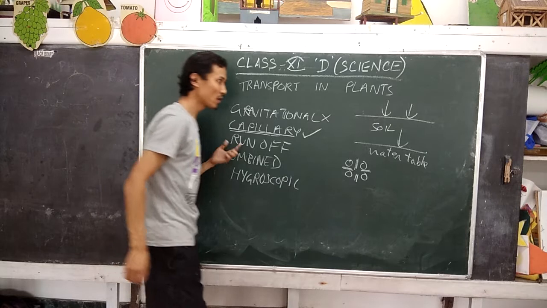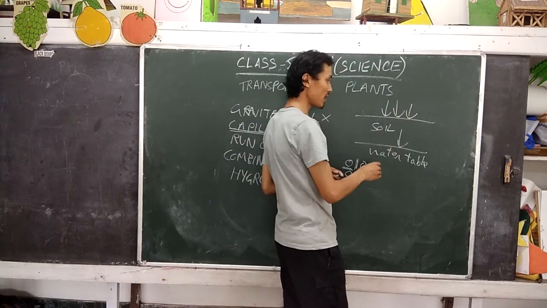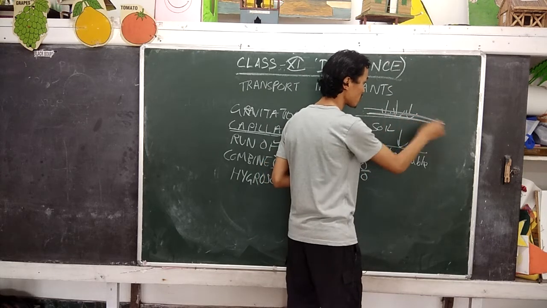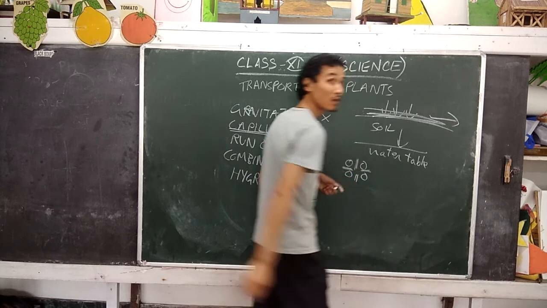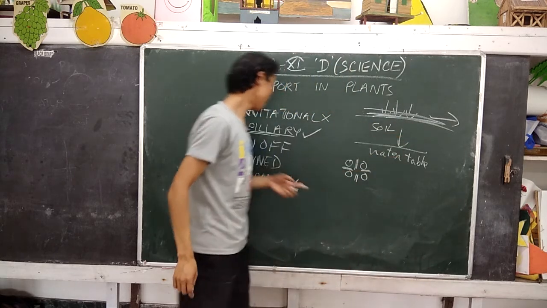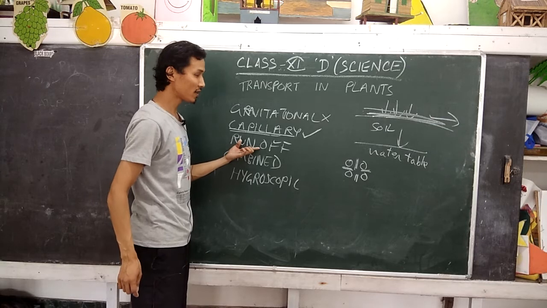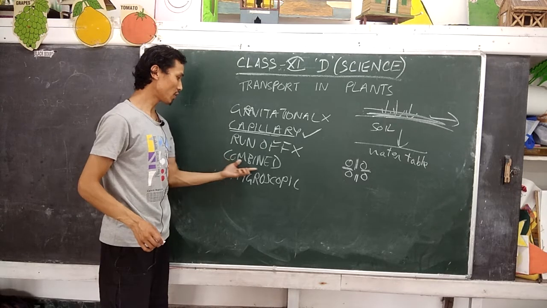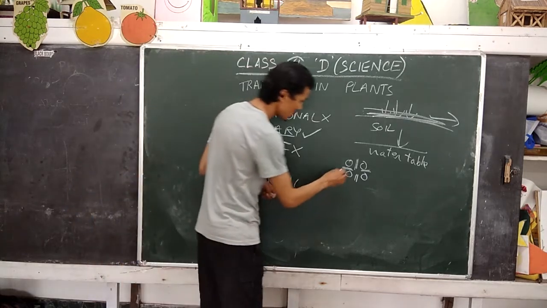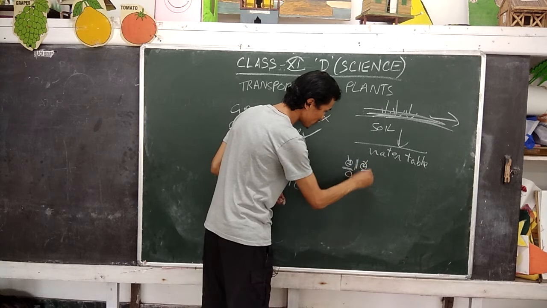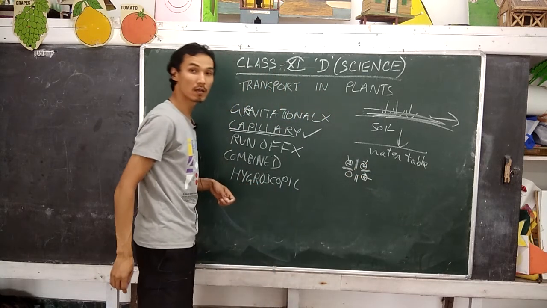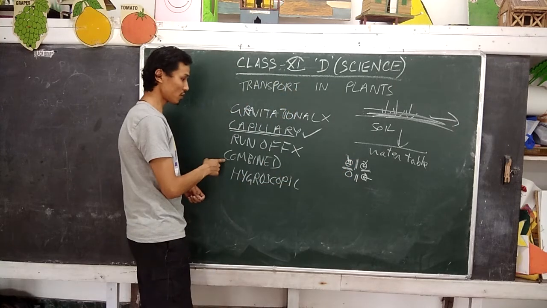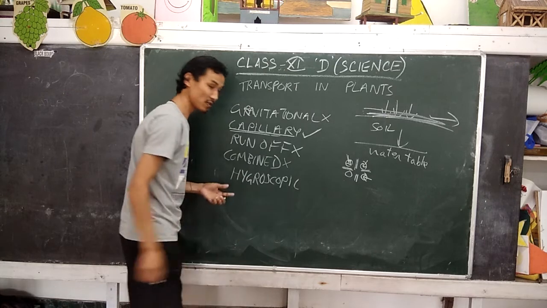Again, runoff water. If there is a rain, not all water reaches down to the water table. Some of the water always flows off the surface. This flowing of water is known as runoff water. Again, this is of no use to the plants. When we're talking about combined water, what happens is, water combines with the soil particles itself. So this water is also again of no use to the plants.